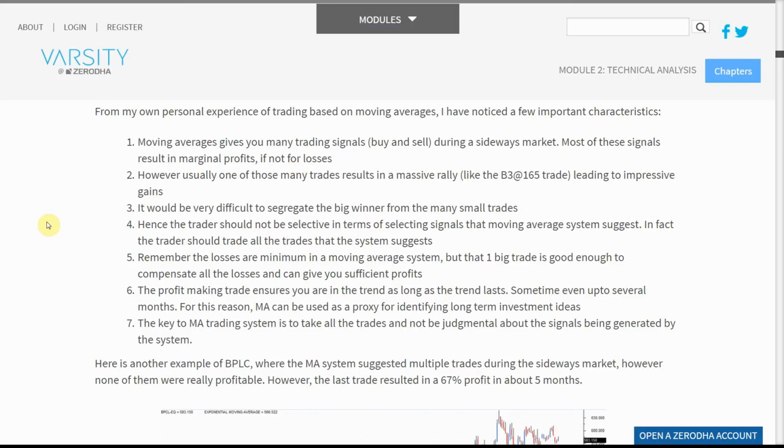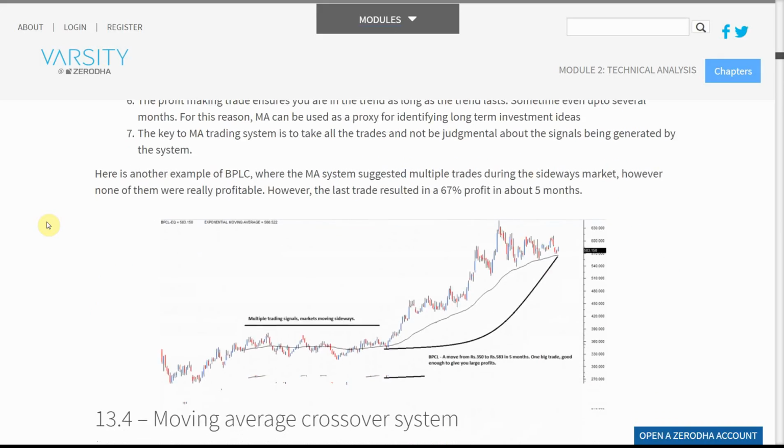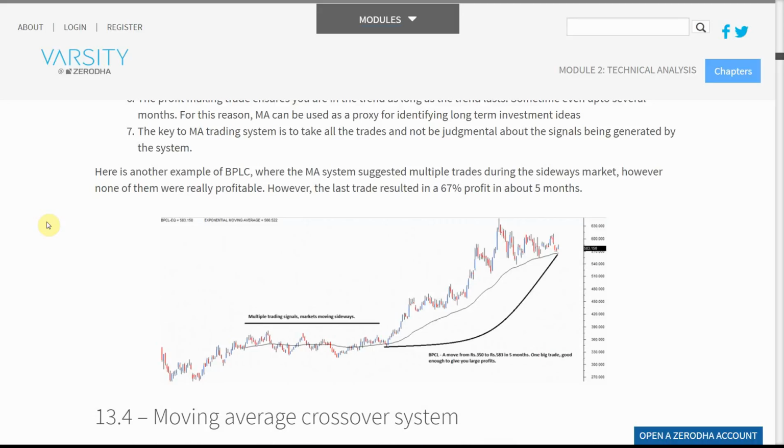Here is another example of BPLC, where the MA system suggested multiple trades during the sideways market. However, none of them were really profitable. However, the last trade resulted in a 67% profit in about 5 months.